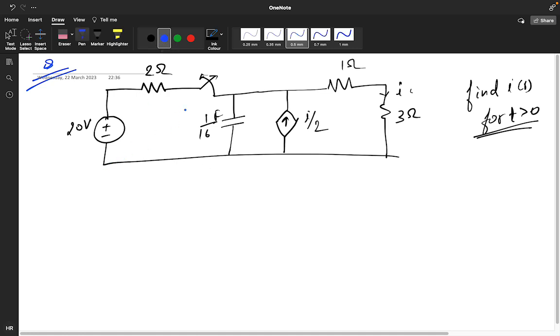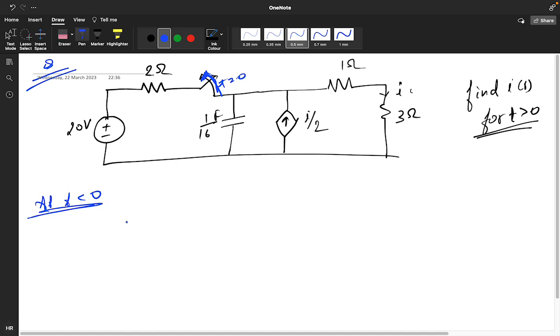So how you will solve this question? At t is equals to 0, the switch is getting open. At t is equals to 0, the switch is getting open like this. That's given. So initially the switch was closed. So at t is less than 0.